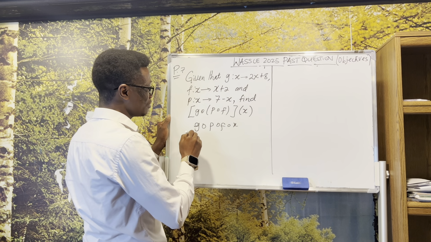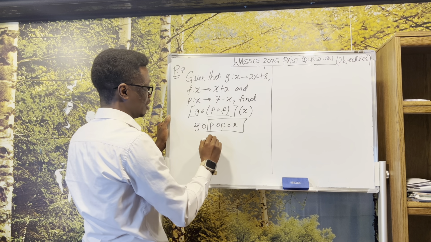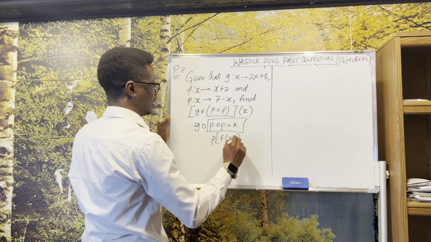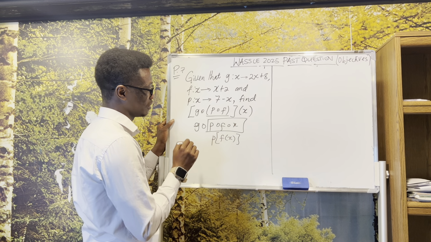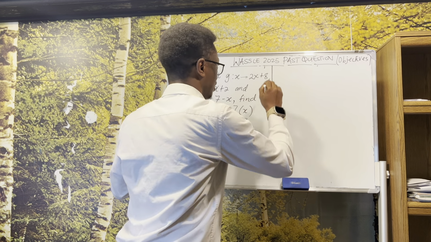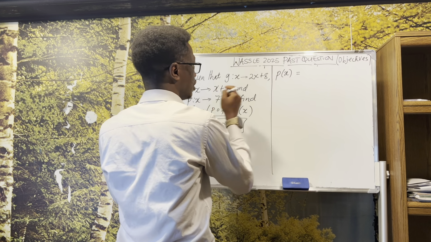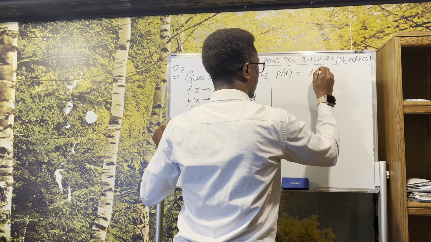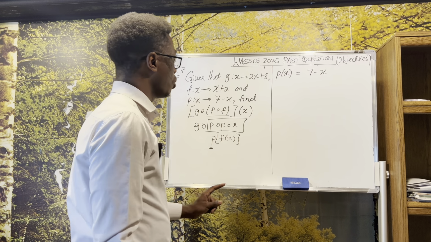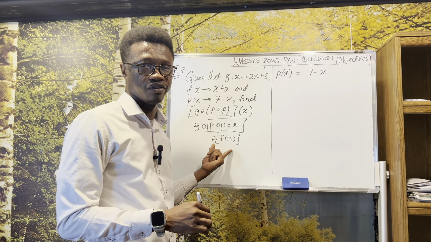Now we have to see the inner part first, which simply means f of x here. Let's go back to p of x, which says 7 minus x. But now if we have p of f of x, it simply means that wherever you see x in p of x, you put the f of x value.